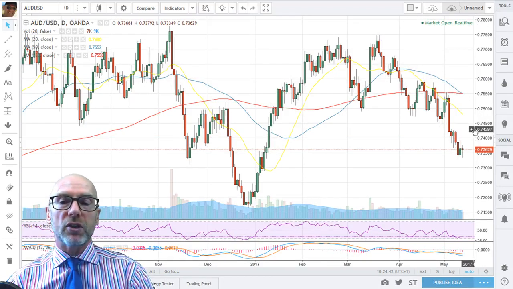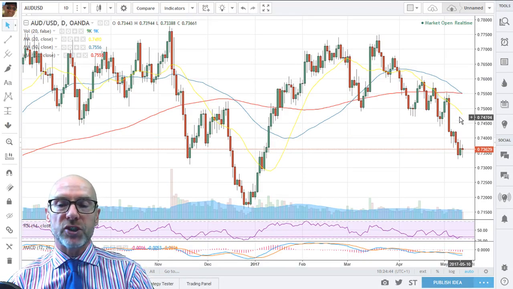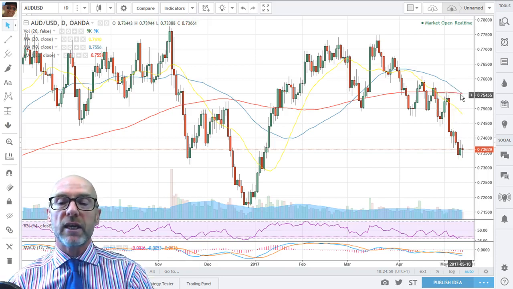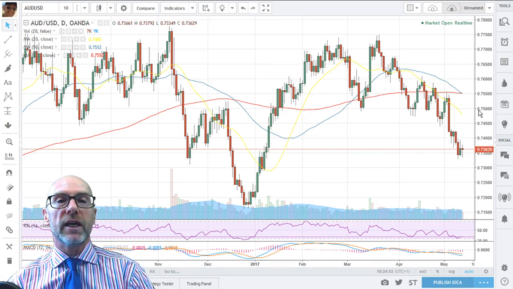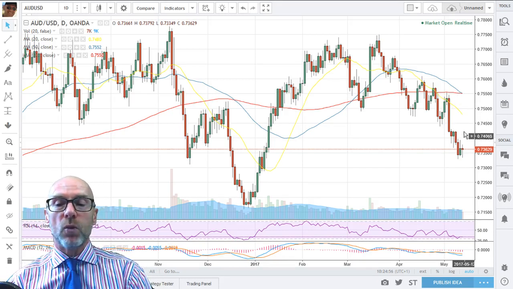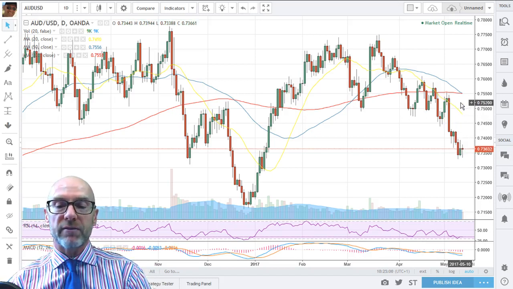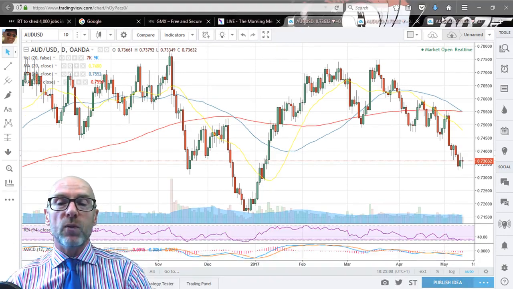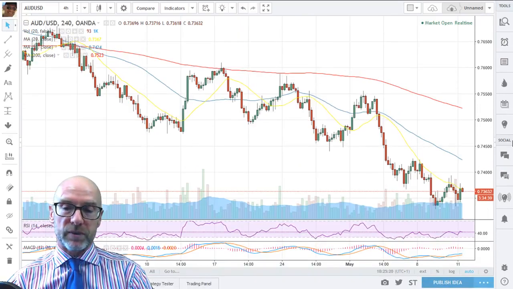From this chart, you can see that all the moving averages, the yellow one here, 20-day, the blue 50, and the red 200-day, are all moving downwards, indicative of negative sentiment. But we are slightly extended away from those moving averages. And also, we did go oversold. So, let's have a look. Here we have the 4-hour chart.